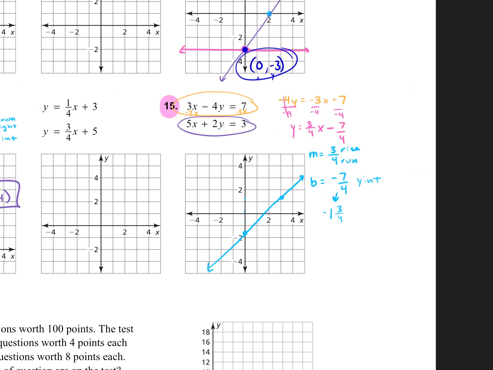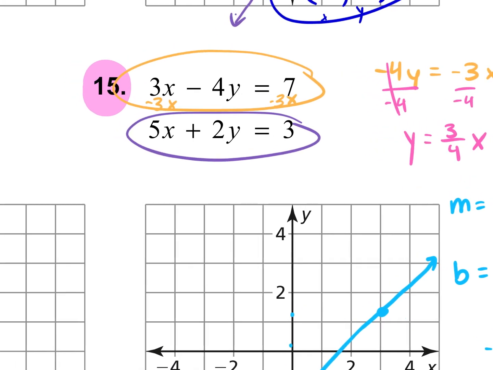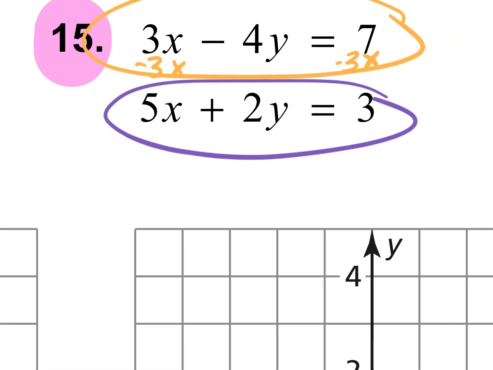We started 15, but didn't get to finish. So let's graph the second one. We already graphed the first one. What do I need in order to graph the second line here? To make it y equals mx plus b, so I'm going to subtract the 5x. So I have 2y is equal to -5x plus 3. What would I do next? Divide all of it by 2. So I divide everything by 2, and I have y is equal to -5 over 2x plus 3 over 2.